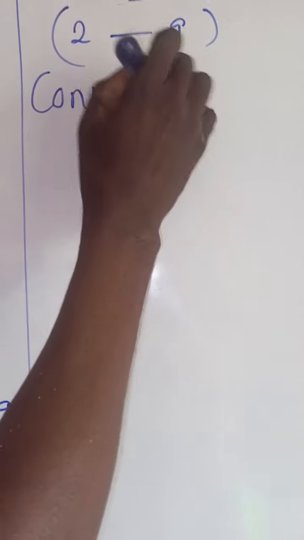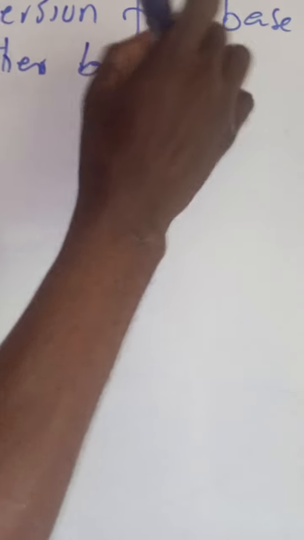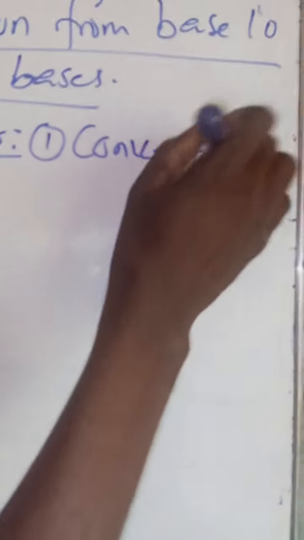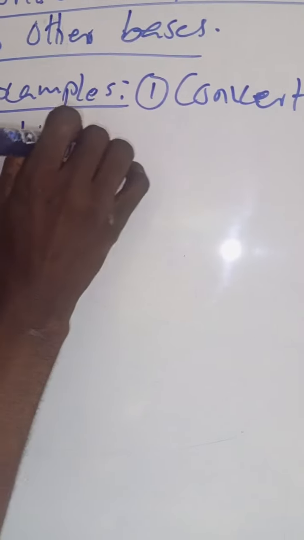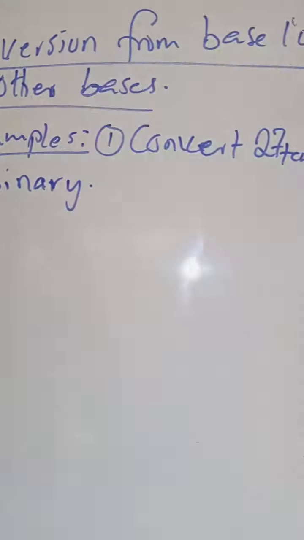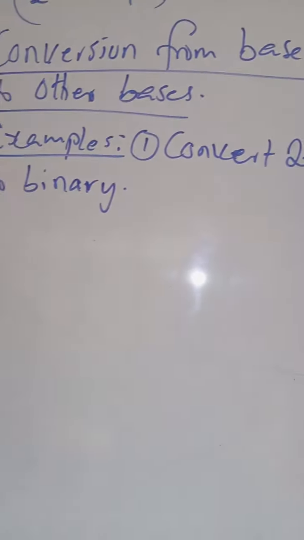We say conversion from base 10 to other bases. So let's say, for example, convert 27 base 10 to binary. So before I forget, this base 10 can also be called decimal. They call it what? Decimal. But we'll talk about it later.